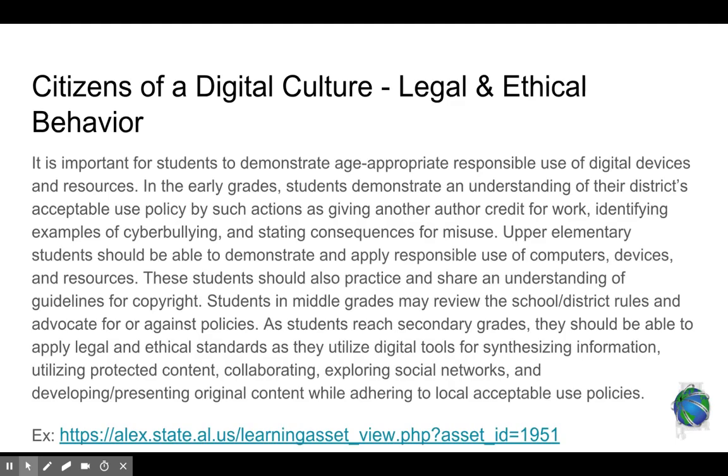Legal and ethical behavior, again, this exists both physically and digitally. Just like you would teach students not to steal from a convenience store, you also will be teaching them not to steal someone's digital work. And again, this looks different at the lower grades than it does in the upper grades, but it's still important across all grade levels.